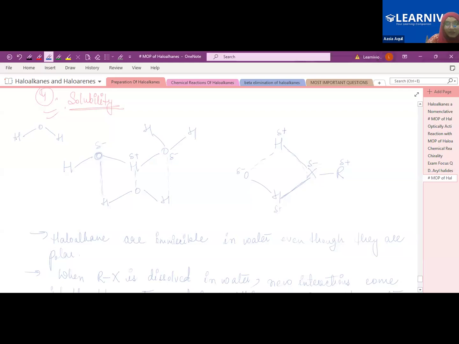Here you can see there is a large difference between the electronegativity. When you compare the electronegativity of hydrogen and oxygen, there's a large difference. So what happens? This oxygen will acquire a partial negative charge, and these two hydrogens will acquire a partial positive charge. Now, there are lots of molecules of water present, right? So this oxygen tries to make a bond with the hydrogen of the other water molecule.